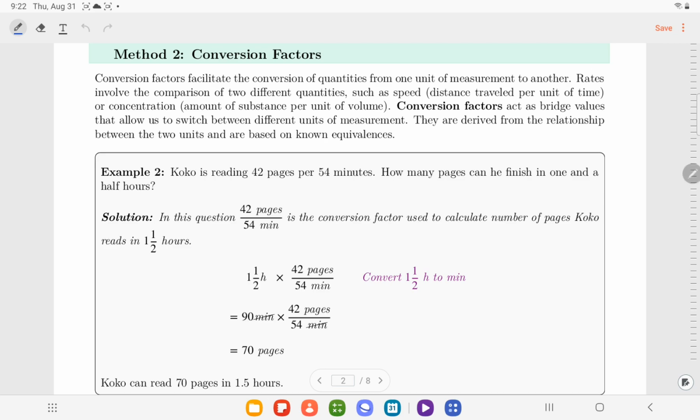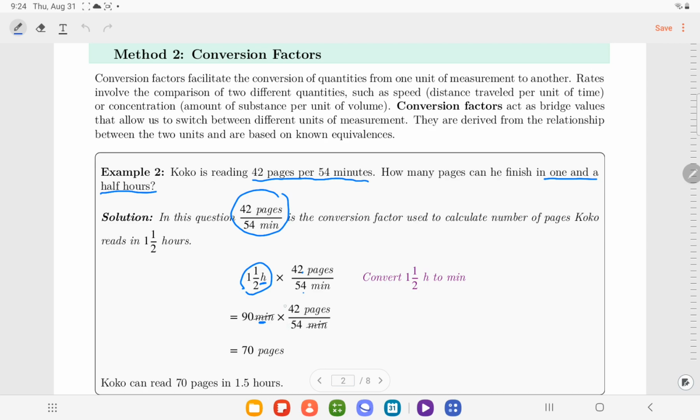Let's look at example 2. Coco is reading 42 pages per 54 minutes. We have our rate, 42 pages per 54 minutes. We want to find how many pages he can read in 1.5 hours. We have 1.5 hours, and he reads 42 pages in 54 minutes. We must have the same unit for time. Once again, let's convert hours to minutes. 1.5 hours is 90 minutes.